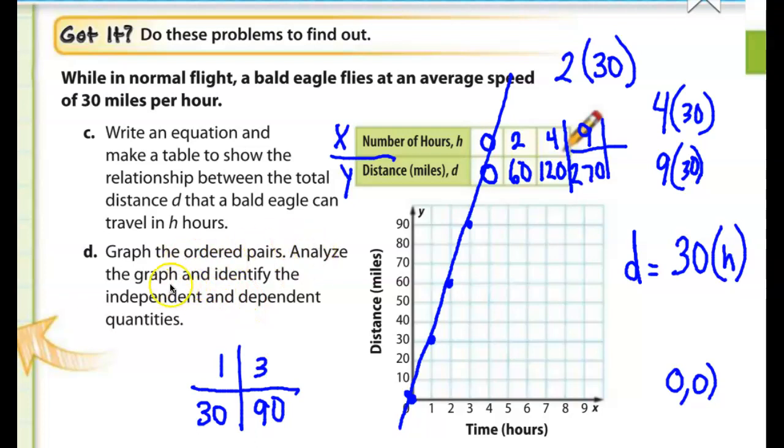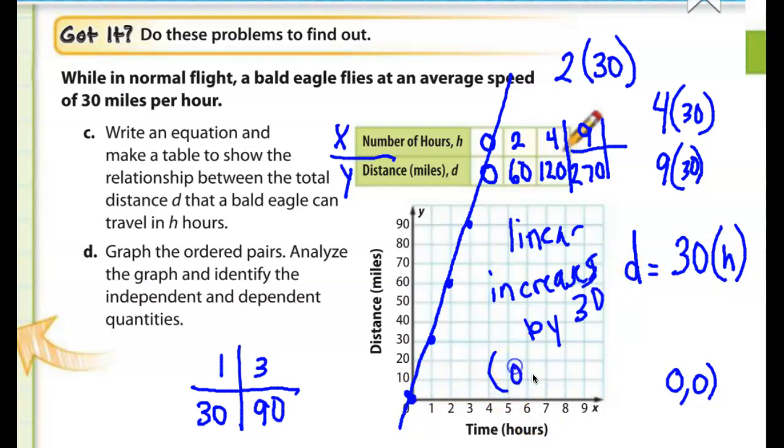So we graph the ordered pairs, we analyze the graph. So to analyze this, what sort of shape does it make? Linear. Also, it increases by 30 every time, which is another thing that's important for us to note. And the fact that it also goes through 0, 0 is an important thing for us to note.